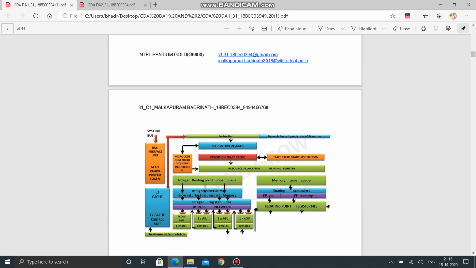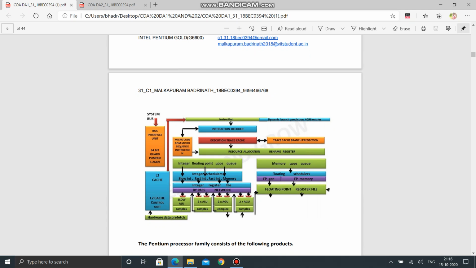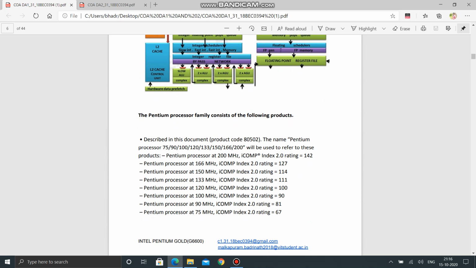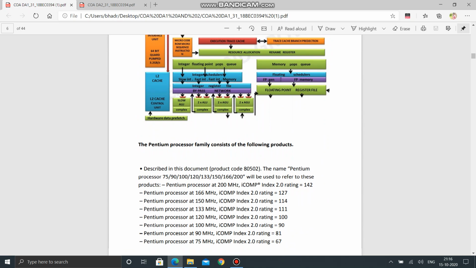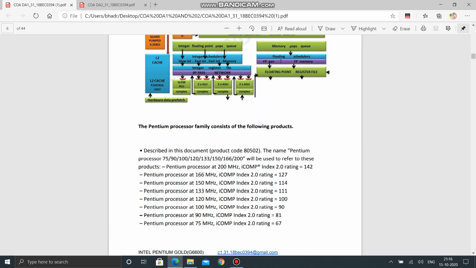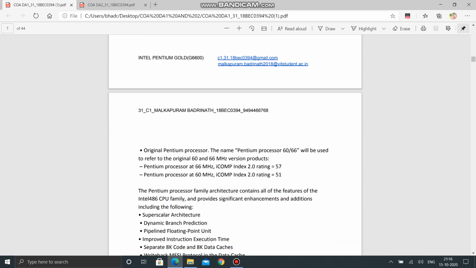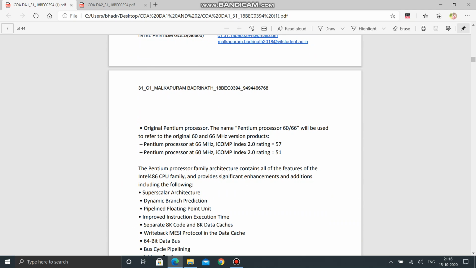Here the system bus goes into the bus interface unit, 64-bit at 3.2 GB/s, with hardware data prefetch, two ALUs, two AGUs and a floating point register file, all in this Pentium processor. Discussing the above flowchart, the name Pentium processor will be used to refer to these products: the Pentium processor at 200 MHz, and the original Pentium processor. The name Pentium processor 60 will be used to refer to the original 60 and 66.